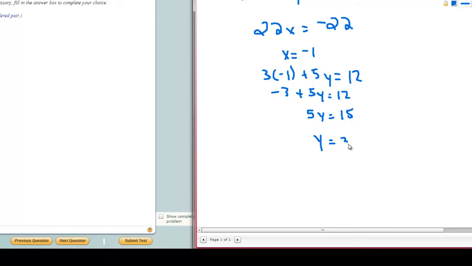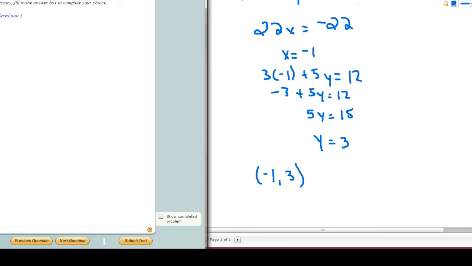Alright, so the solution set is, type an ordered pair. Okay, so the ordered pair is going to be negative 1, comma, 3. And so it'd be negative 1, comma, 3. Oh, where's my parentheses? There it is. Alright, good to go. So this one definitely has a solution.